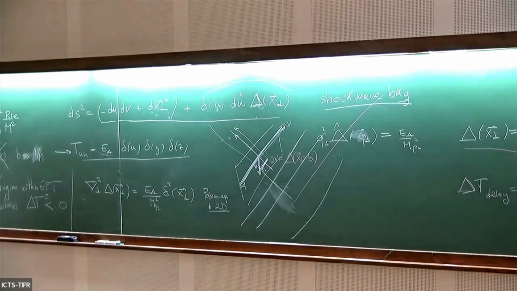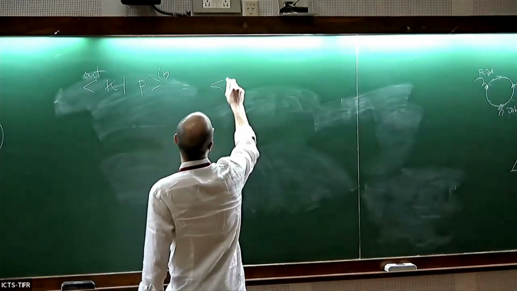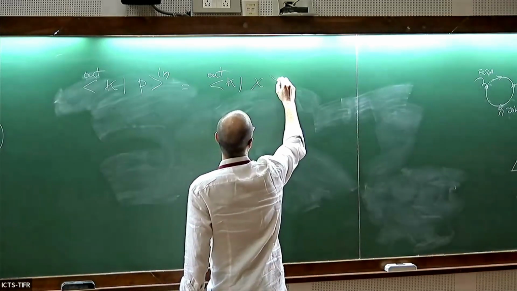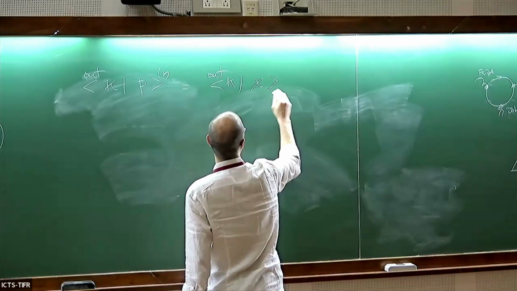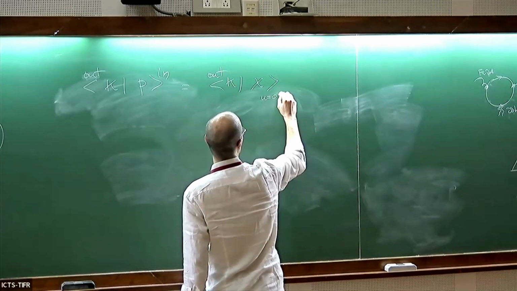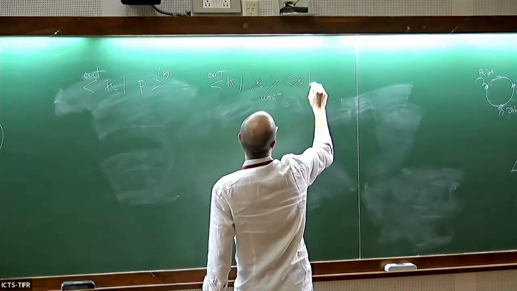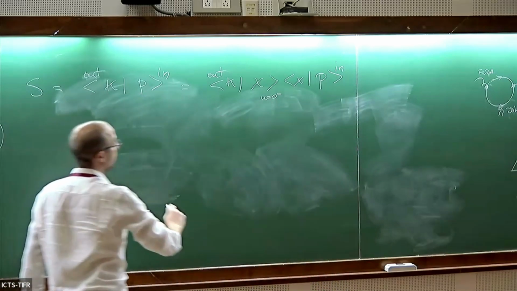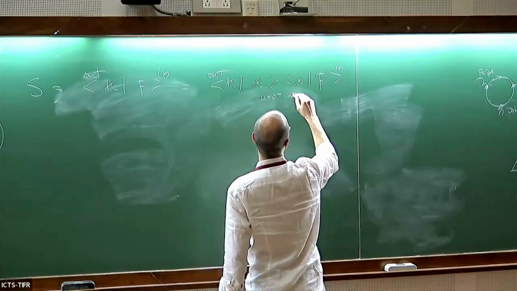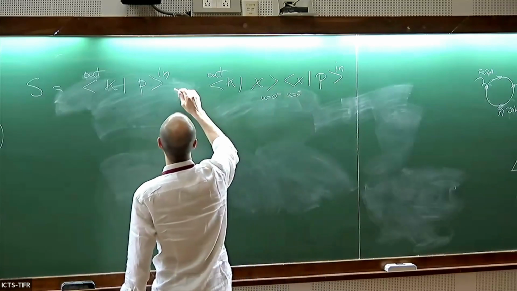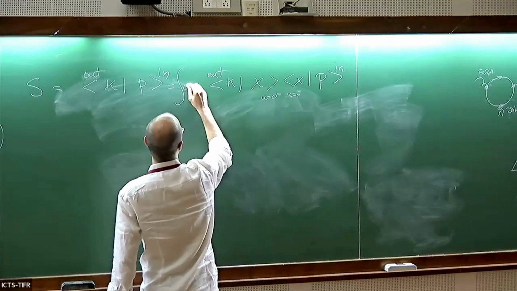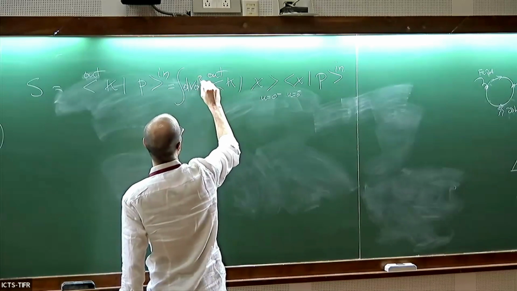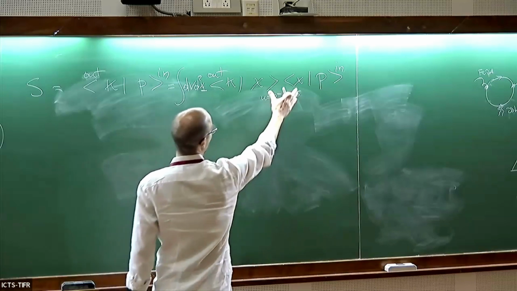You insert a complete set of states, for example, before hitting the surface, at u equals 0 minus. This is your S matrix element, right? Insert a complete set of states localized on the surface, so you have to integrate over the other coordinates, because you're doing the path integral, so it's dv and d2x perp, and insert a complete set of states.